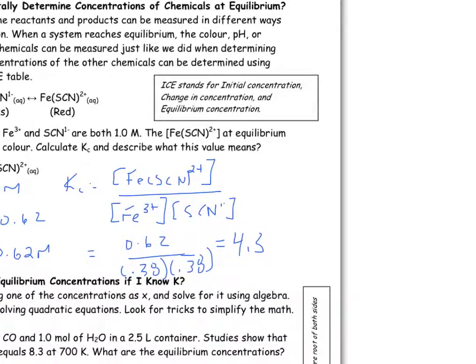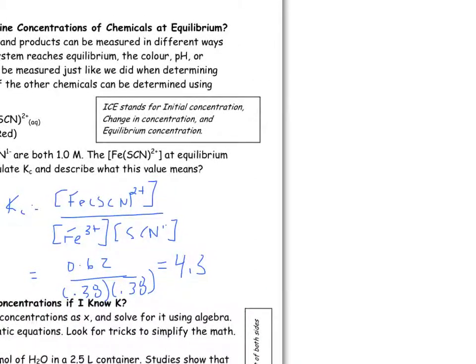Now because this value is so close to equaling 1, my system has roughly the same amount of products and reactants. But because it is slightly over 1, it means that my forward reaction is very slightly more favored than my reverse.